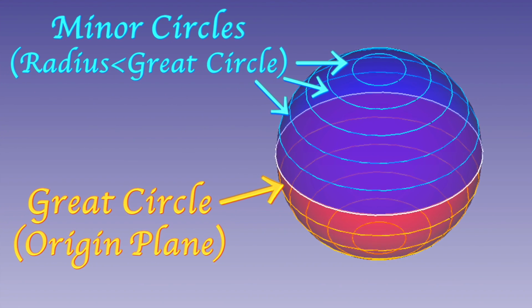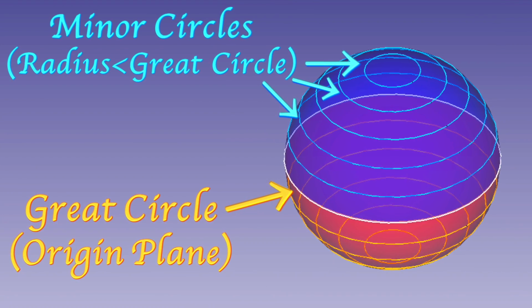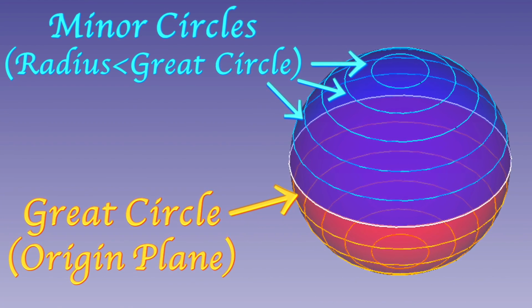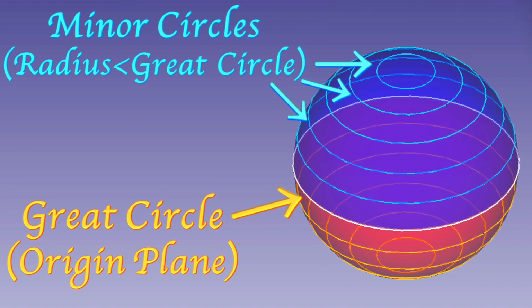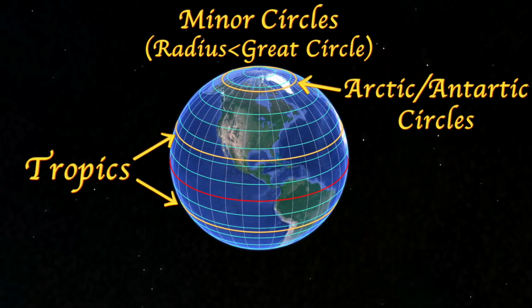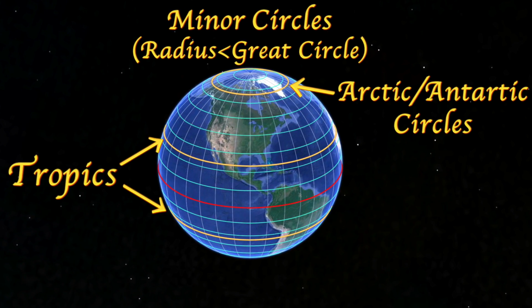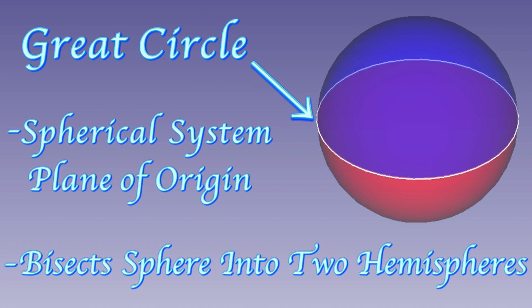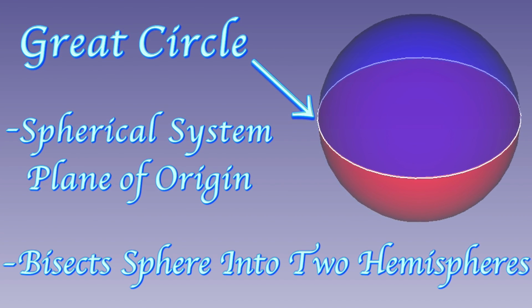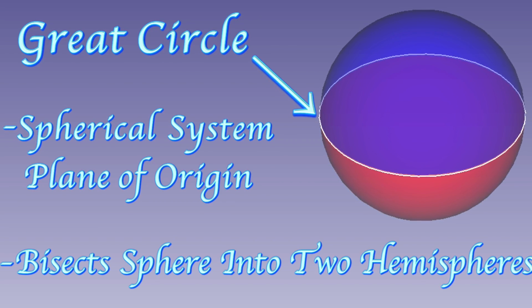Any other parallel planar projections above or below this great circle create circles which have a radius less than that of the great circle, and as such are referred to as minor or lesser circles. Examples of minor circles in the geographic coordinate system would be the Arctic or Antarctic circles or the tropics of Cancer or Capricorn. Both of the celestial systems we will be examining have names derived from their origin points, which define the great circle used for measuring the angles in each system.